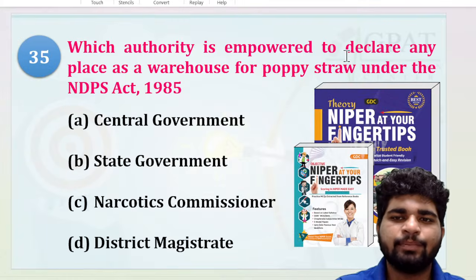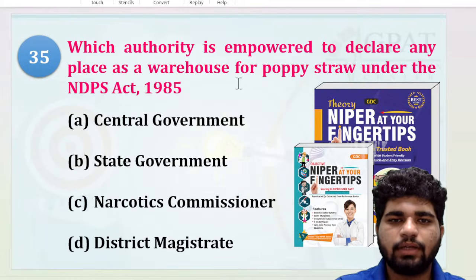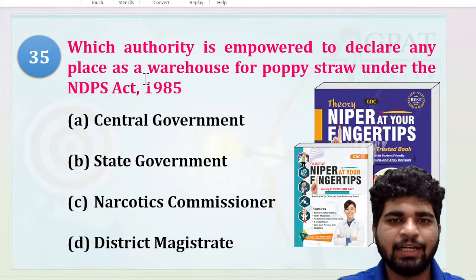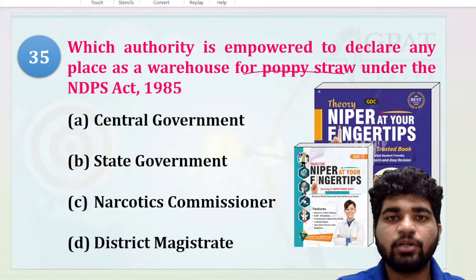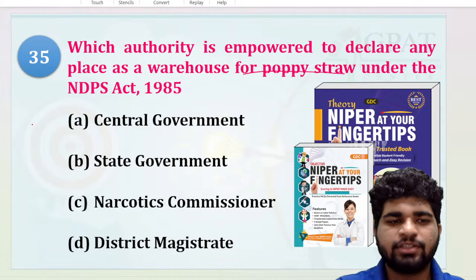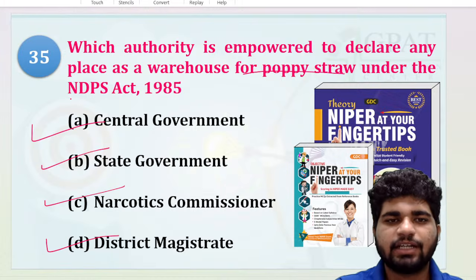Which authority is empowered to declare any place as a warehouse for poppy straw under the NDPS Act 1985? Poppy straw is nothing but your opium derivative, right? Is it the central government, state government, narcotics commissioner, or district magistrate? NDPS Act is what?